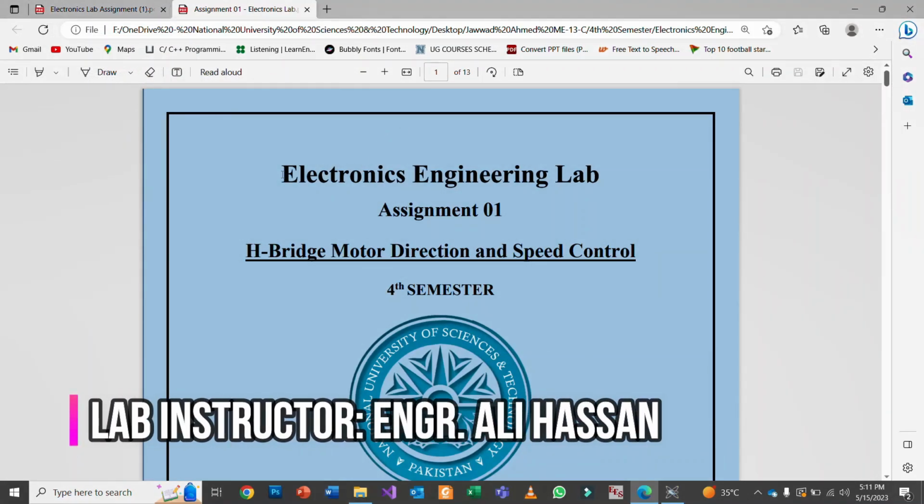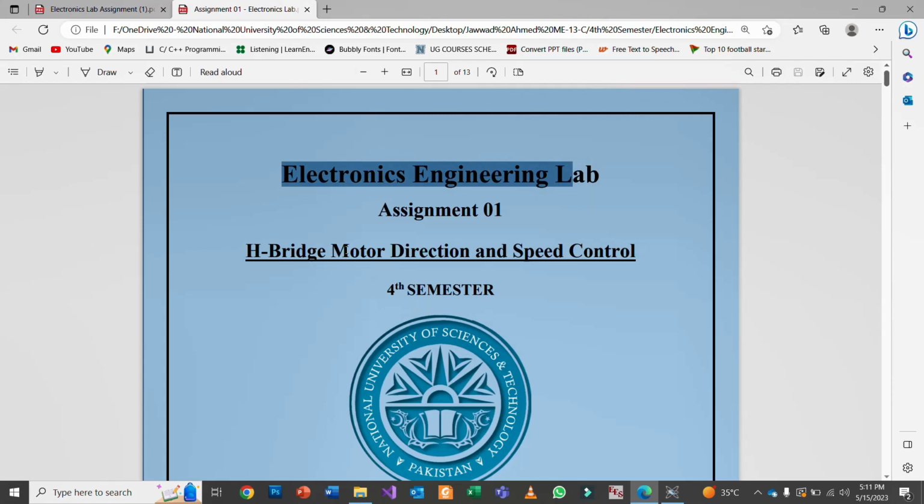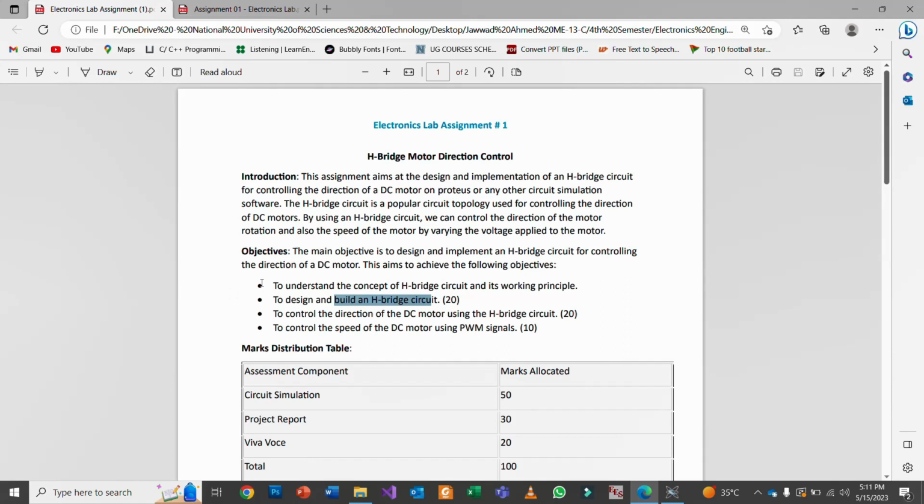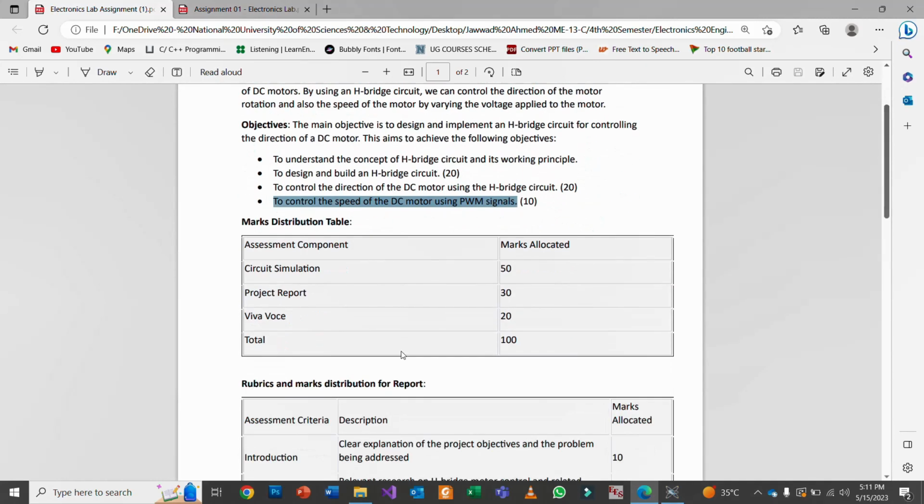This video is about Electronics Engineering Lab Assignment 1, which is H-Bridge Motor Direction and Speed Control. The main objectives of this assignment were to understand the concept of the H-bridge circuit and its working principle, to design and build an H-bridge circuit using simulation software, to control the direction of the DC motor using an H-bridge circuit, and to control the speed of the DC motor using PWM signals.